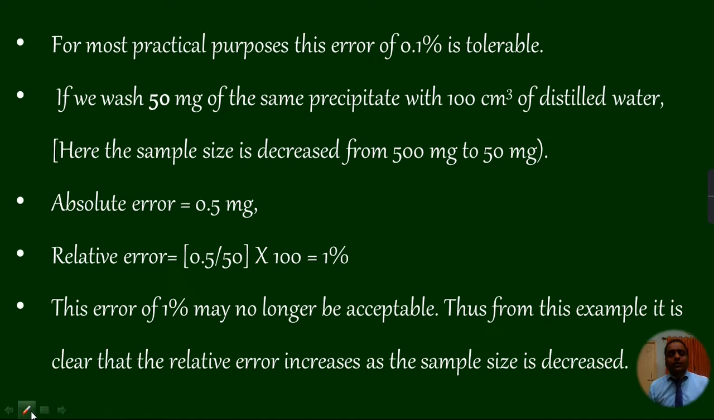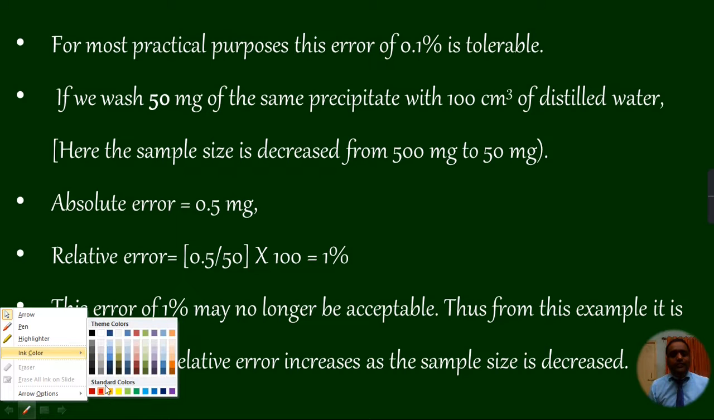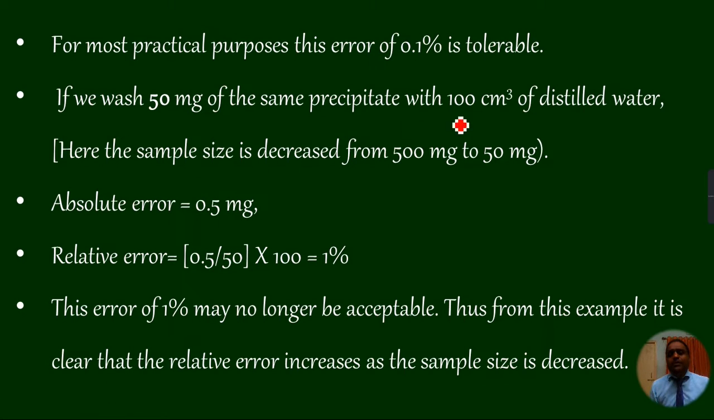Now this 0.1% error is a nominal error, very simple. You can tolerate it. So 0.1% error can be tolerable. But for example, if you have only 50 mg of the precipitate, and you are washing that 50 mg precipitate with 100 cm cube of distilled water, now in this case, your sample weight is decreased from 500 milligram to 50 milligram. What will happen?